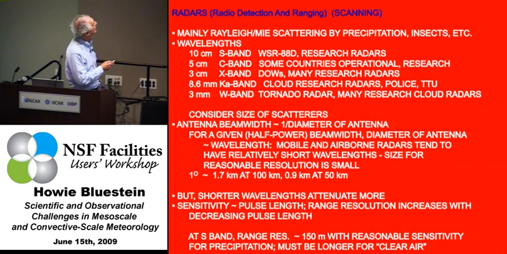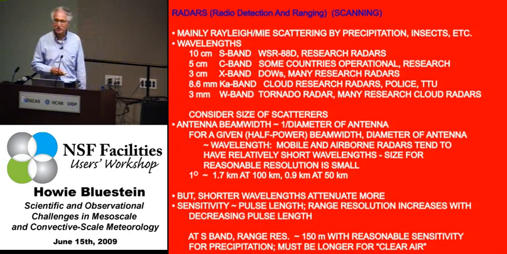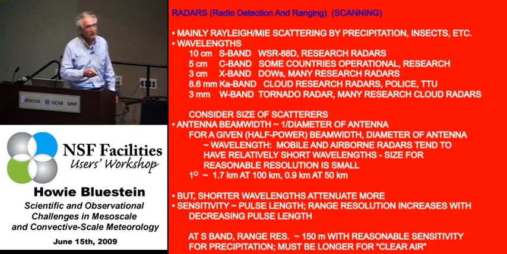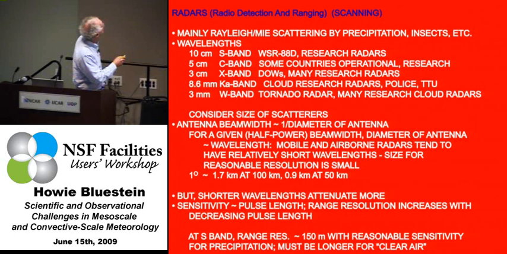The NEXRAD and research radars operate at S-band, and they're not very sensitive to attenuation, but you need a giant antenna if you want a very narrow beamwidth. So these radars are not transportable or mobile. If you get down to X-band, the Doppler on Wheels and many research Doppler radars, this is sort of a compromise because you can get an antenna with a relatively narrow beam that's small enough to mount on a truck, but you do have some attenuation problems.